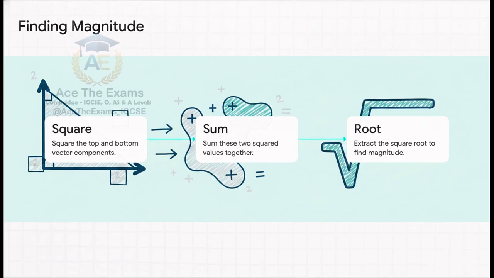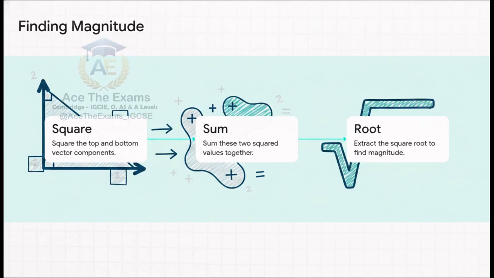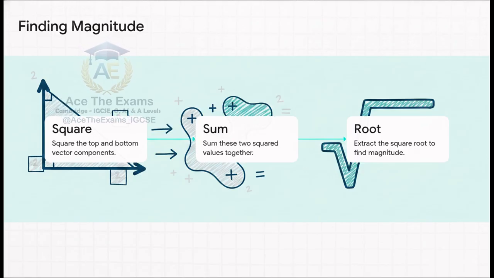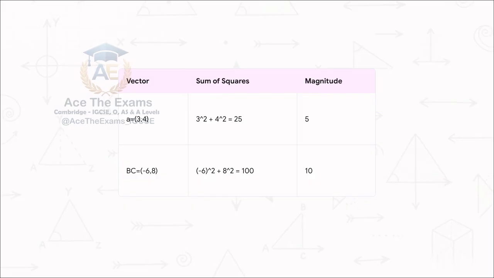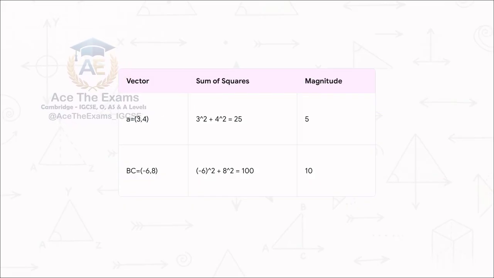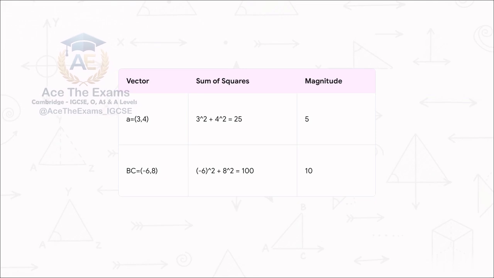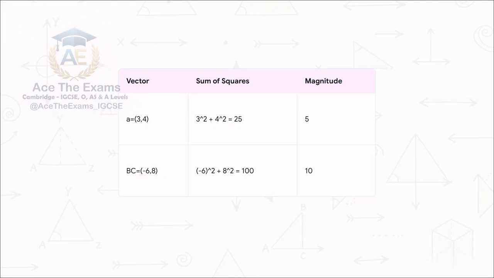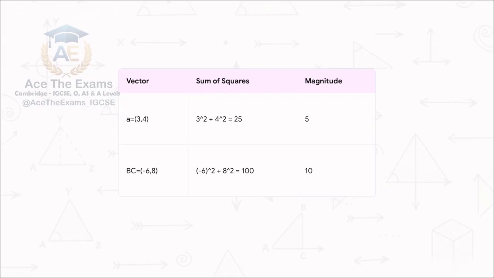And finally, step 3, just take the square root of that sum and boom, you have your final length. Let's look at vector A in the table here with components 3 and 4. We square them to get 9 and 16. Sum them up, and we get 25. The square root of 25 is exactly 5, so our magnitude is 5.